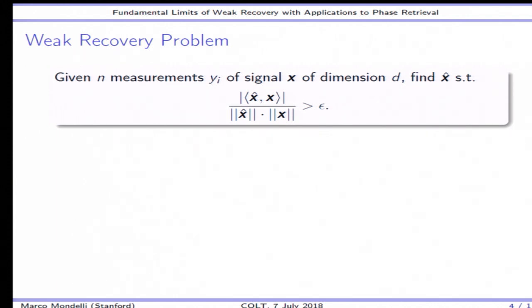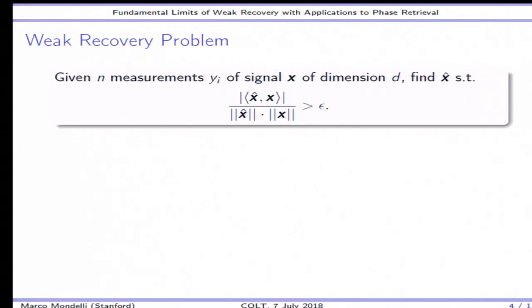The weak recovery problem can be formalized as follows. There is some signal x that we want to recover. x has dimension d, and we are given n measurements y_i of the signal x, which in the case of phase retrieval is essentially the scalar product of x with a Gaussian, modulus squared, plus noise. Our goal is to find an estimator x hat such that this estimator is positively correlated with x. You can think about the norm of x and x hat to be 1. So what we want is that the correlation between these two vectors is larger than, say, 0.01, something like this.